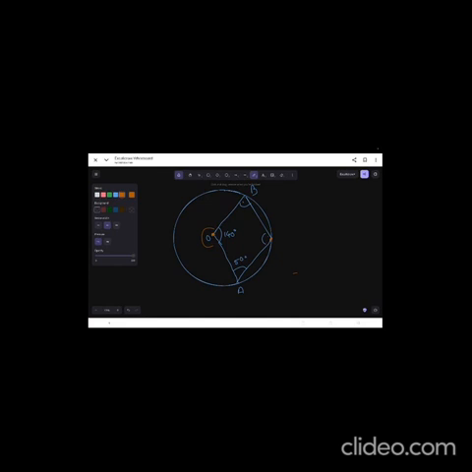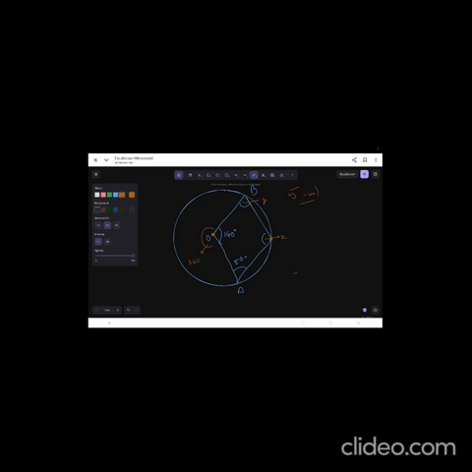Okay, so what will be this angle? So this is the diagram for the next problem. So what will be this angle? Because I have been asked to find out this angle and this angle. Okay, so what will be this angle?